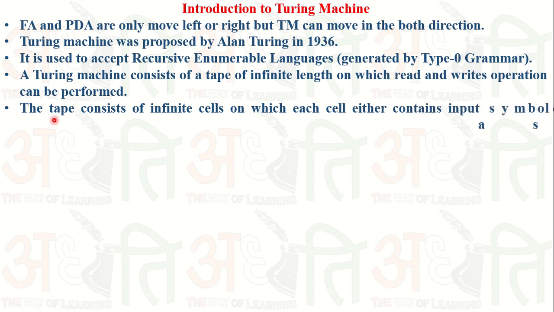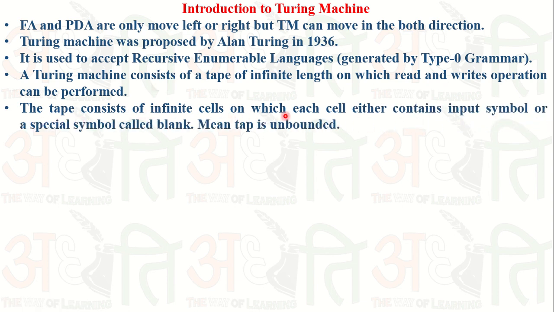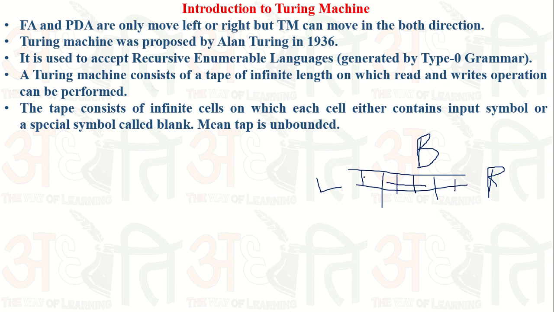The tape consists of infinite cells, where each cell either contains an input symbol or a special symbol called the blank. That is also one of the important things. At both ends the tape contains a special symbol known as blank, B. Suppose inside the tape it contains the input string which we are going to test on our Turing machine. At both the left end and the right end it contains the special symbol B.